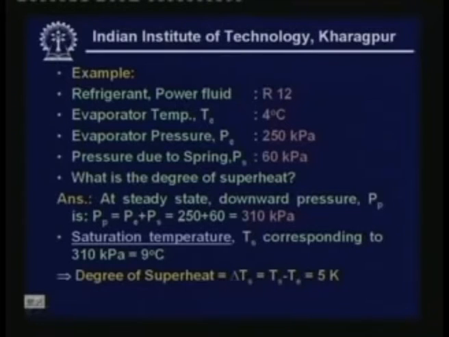Once Ts is 9 degrees centigrade, the degree of superheat, that is delta Ts, is equal to Ts minus Te, that is equal to 9 minus 4, which is equal to 5 Kelvin. So that means this valve has a degree of superheat of 5 Kelvin. You can see from this example that this solely depends upon your spring pressure. If you increase the spring pressure, you will find that the degree of superheat increases.